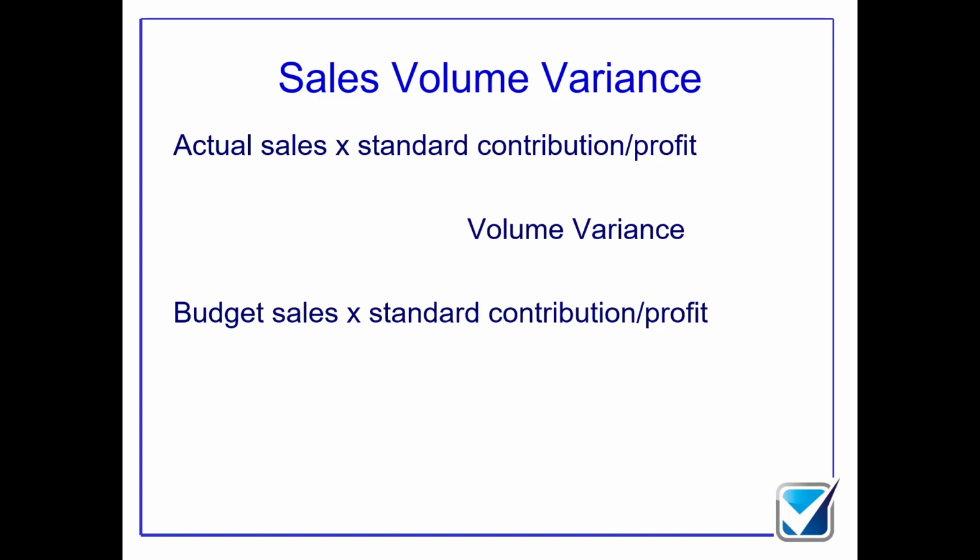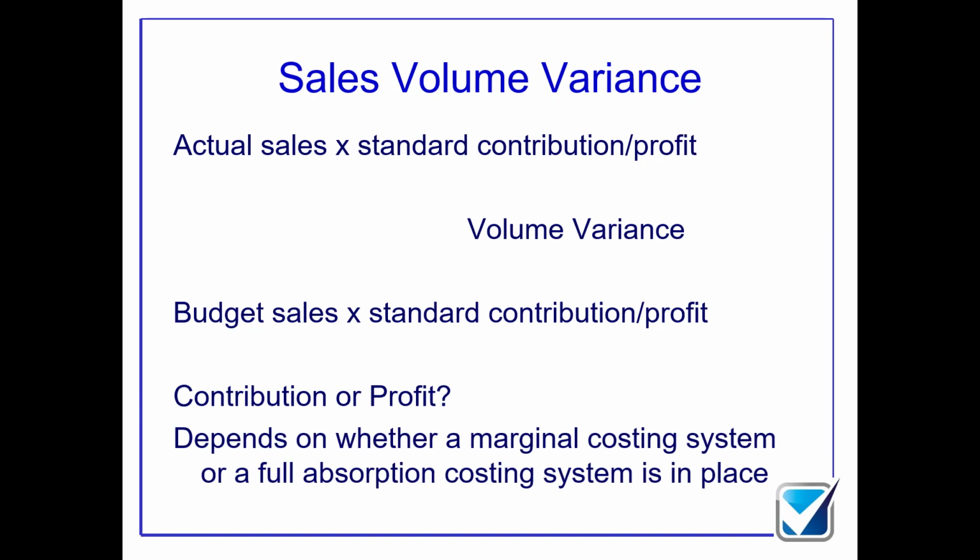Standard contribution or profit, which one should we use? It depends upon the type of costing mechanism that you have. If you're using a marginal costing system, I use standard contribution, which will come straight from the standard cost card. If I'm using a full absorption costing system, I will use the profit figure at the bottom, which again will come from the standard cost card. So both of these figures will come from the standard cost card. The way the standard cost card is drafted up will give you a huge clue as to whether you should use contribution or profit. If there's an OAR in there, then you've got to use profit. Okay, so if there's an OAR in there, you've got to use profit.